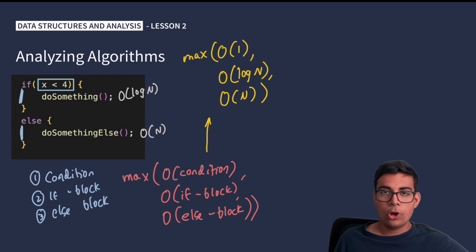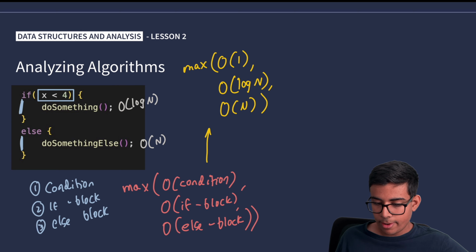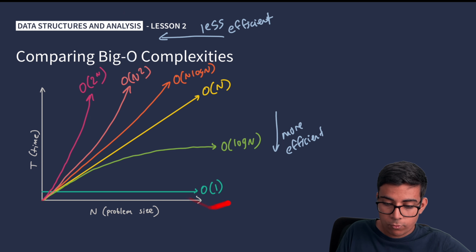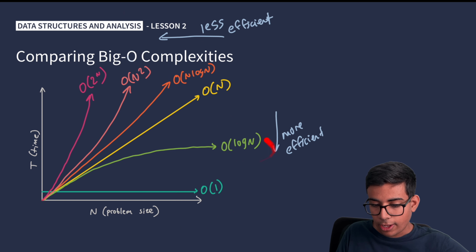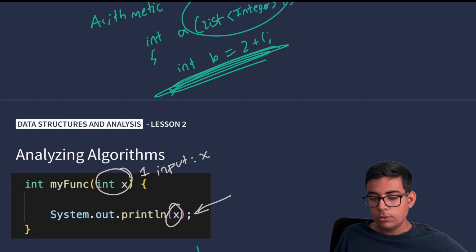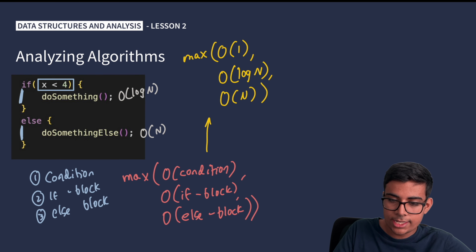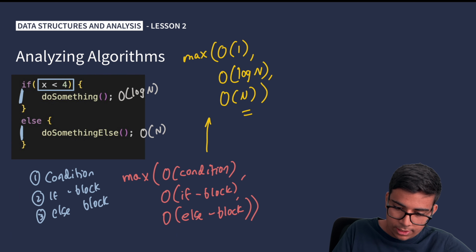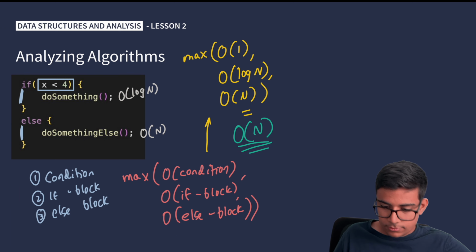Now if we compare O of 1, O of log n, and O of n, and remember, I can jump all the way back to here, we had O of 1, which is our condition, O of log n, which is our if block, and then O of n, which is our else block. So what is the least efficient? What is the max? Just by looking at this graph, you can tell that O of n is going to be the least efficient. So down here, I can say that this is going to equal an overall time complexity of O of n. I'm going to make this green just to show that this here is O of n.